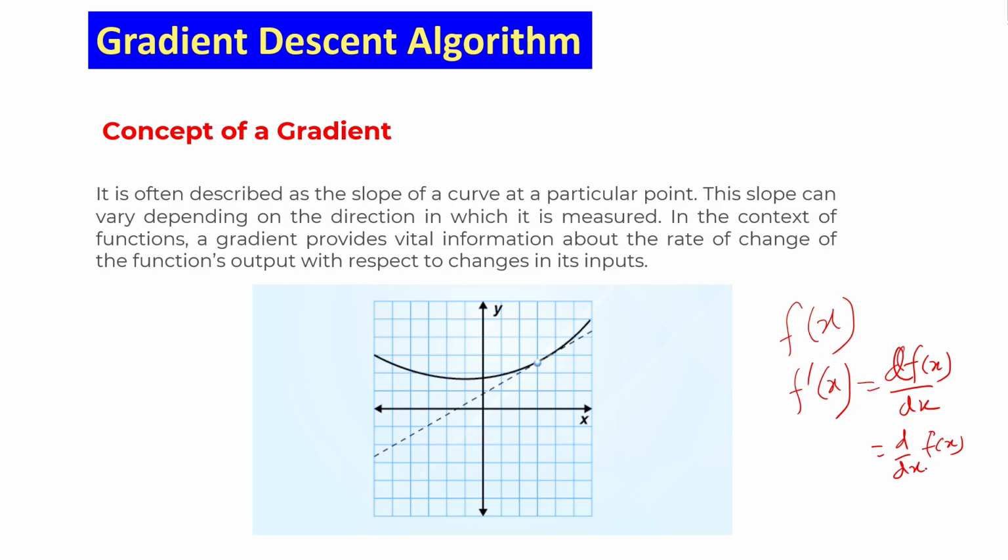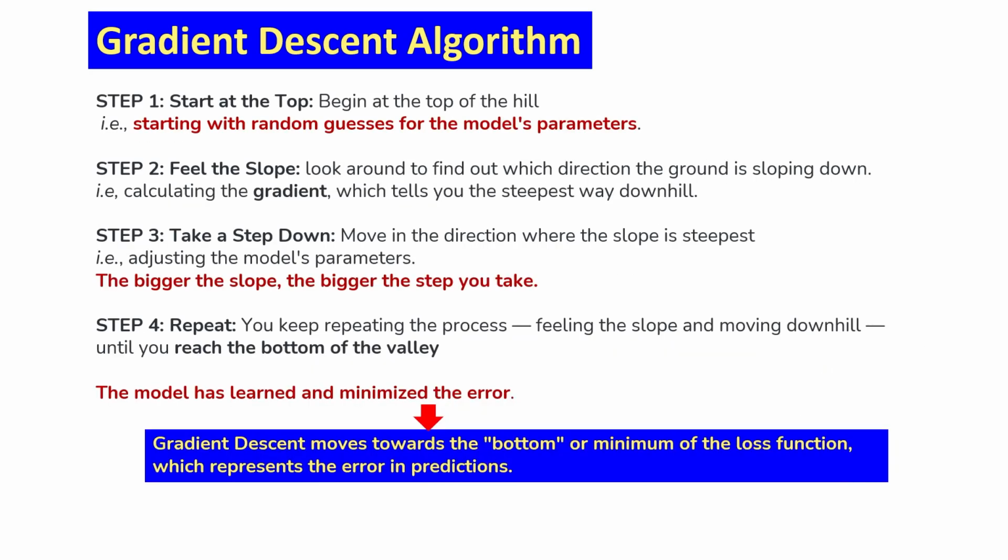It tells you the rate of change of the function f(x) with respect to x. So, this is the important aspect you need to remember when you talk about gradient. So, we go to the top of the hill, start with a random guess when you are dealing with certain functions, that is the meaning of top of the hill, and then you have to feel the slope. You have to look around and see which is the direction in which the ground is sloping down.